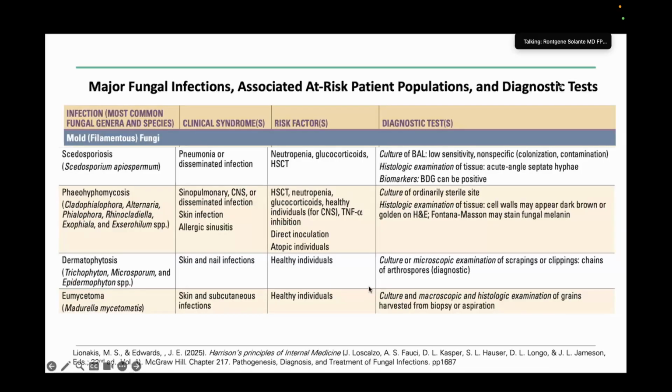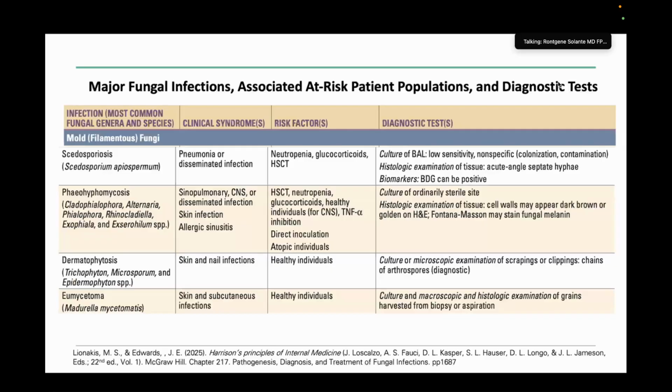No? So it's so easy to diagnose based on the appearance of the lesion, but for you to specifically diagnose which is trichophyton or microsporum, then you need to do a fungal culture of the scrapings or clippings in the nails or in the skin, and then you will be able to see the chains of arthrospores, which is diagnostic in patients with dermatophytosis. Eumycetoma is another type of skin and subcutaneous infection.